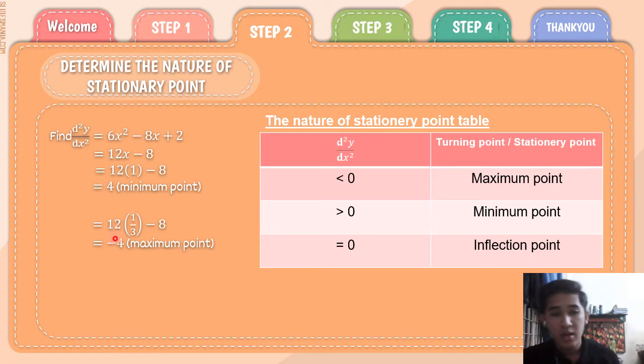Then we do the same second step again, but this time we change the value of x with 1/3. So it will be 12(1/3) minus 8. Doing the calculation, we get negative 4. And negative 4 is a maximum point, because negative 4 is less than 0. So the results are 4 and negative 4.